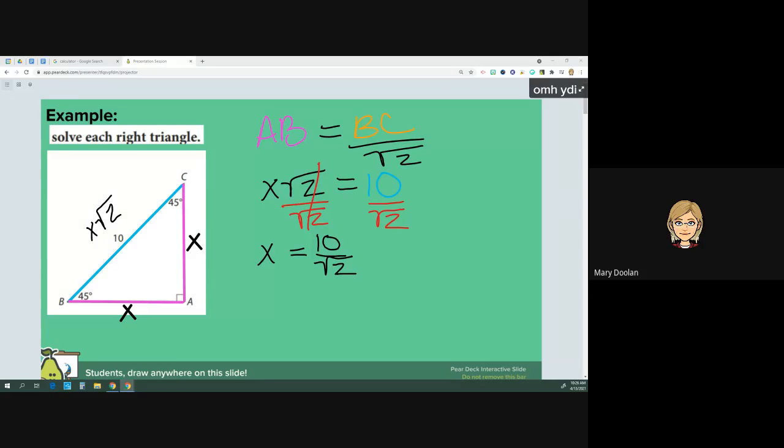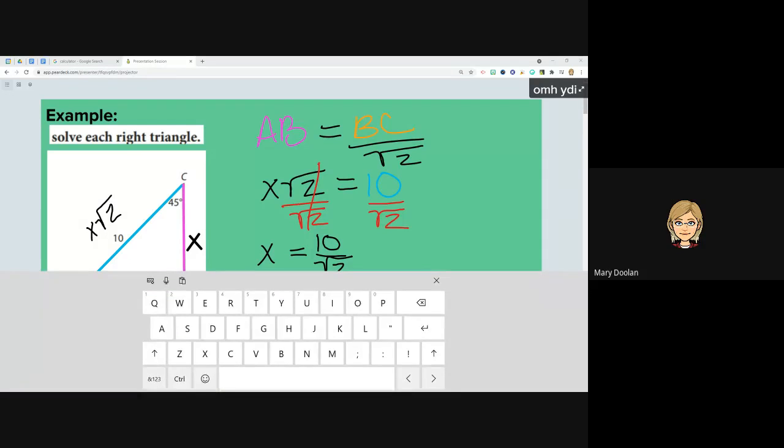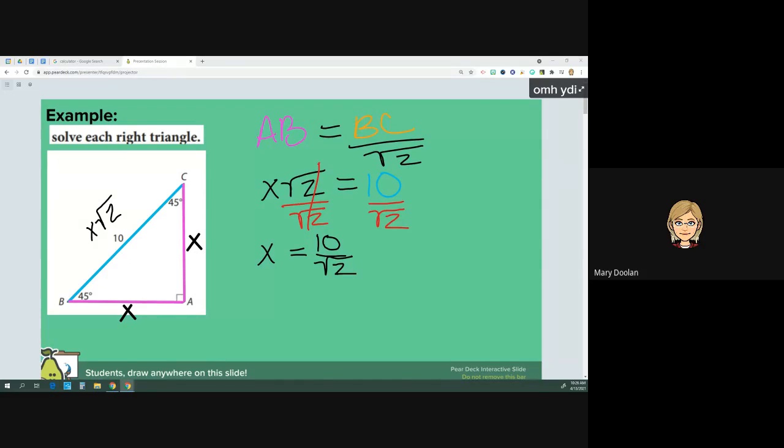But there's a problem with my answer. The issue here is that we need to rationalize our denominator. You cannot have a radical in the denominator. But you can have a radical in the numerator.